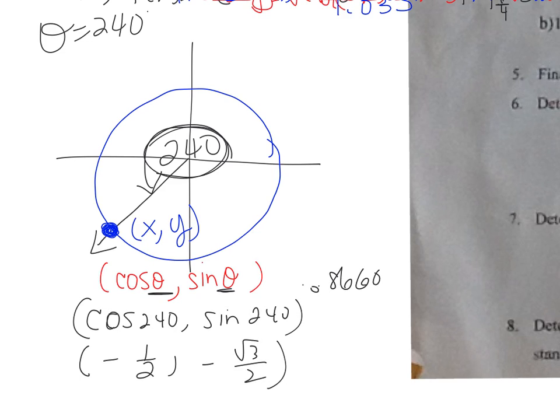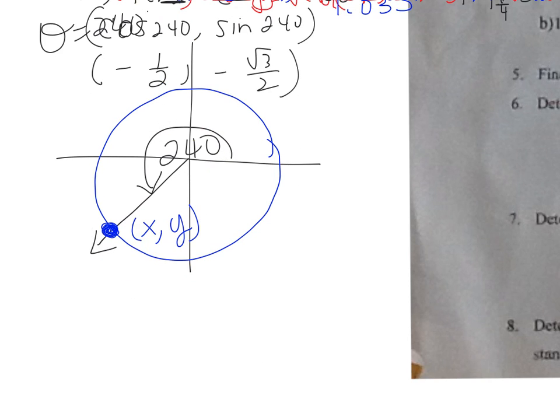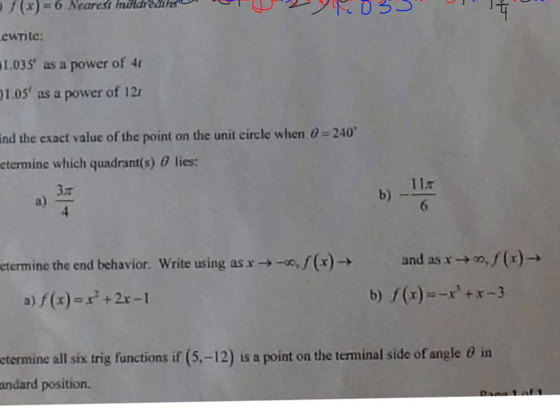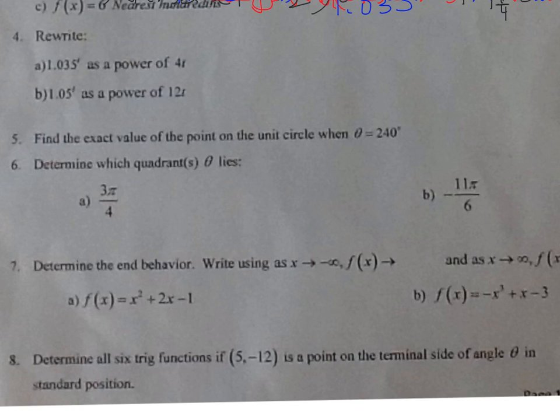Okay, so let's take a look at number 6. It says determine which quadrant theta lies in. Notice that my angles are in radians, so I want to change them to degrees. This theta is 3 times 180 divided by 4, which is 135 degrees. So 135 is in quadrant 2.